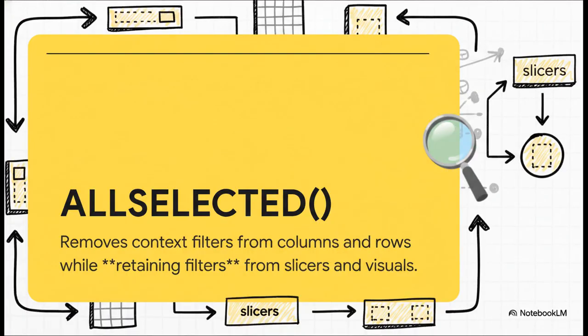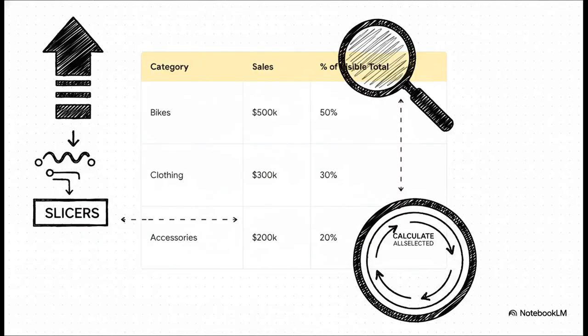And now for the real magic ingredient, the one that makes your reports feel truly interactive and smart. ALLSELECTED. This lets you calculate a percentage of the visible total. This is a total game changer. If a user filters your report down to a specific region, ALLSELECTED calculates the total for just that region. This is almost always what users expect to see because it makes the whole report feel responsive, alive, and just intuitive.